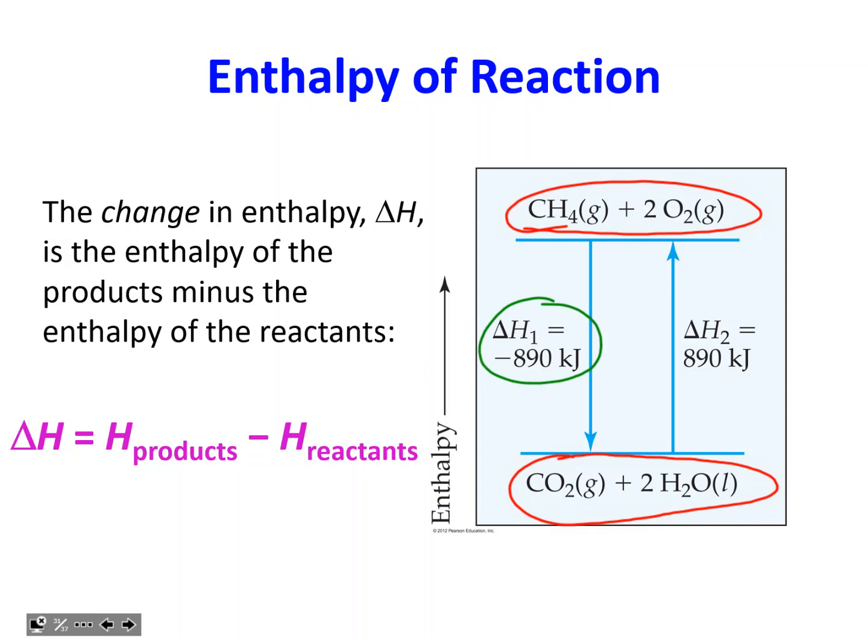But going from carbon dioxide and water to the methane and the oxygen reactants, if we were able to reverse it, the magnitude would still be 890. The difference is you would have to input that kind of energy into it, which is a high threshold of energy. The magnitude would be the same to go the opposite direction. You would just change the sign. That's important for later.